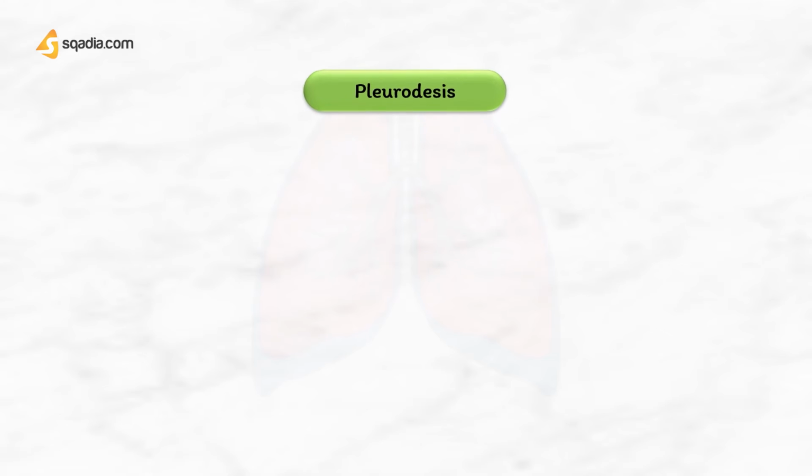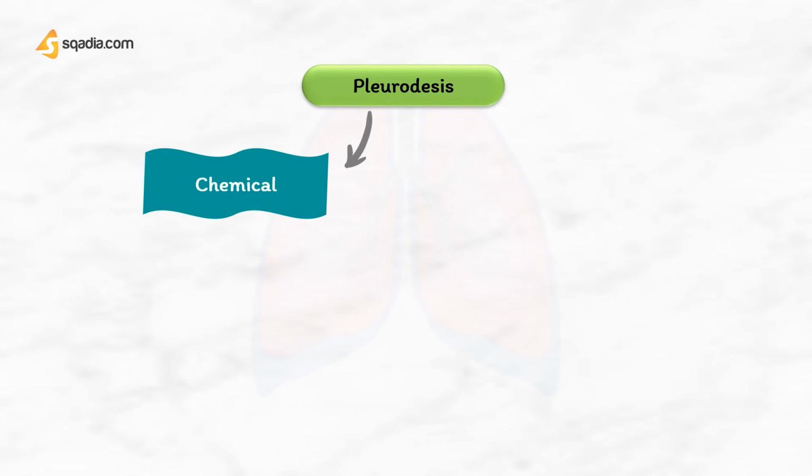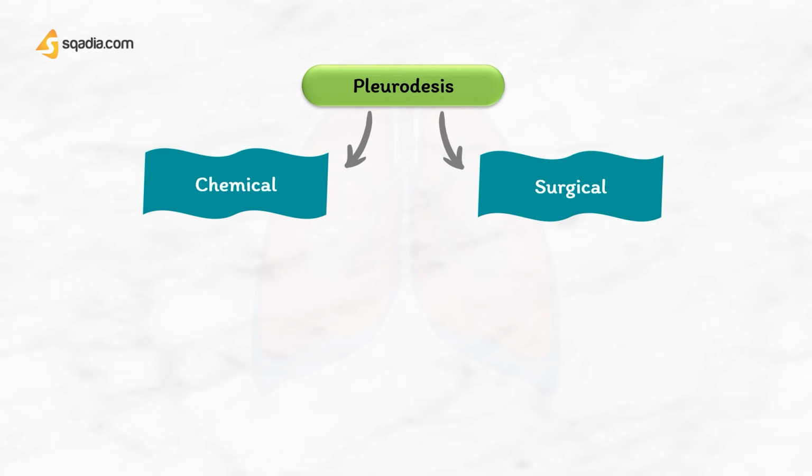Let's have a glance at pleurodesis. It is basically done to close the space for effusions by adhesion of pleura. It can be done chemically or surgically.